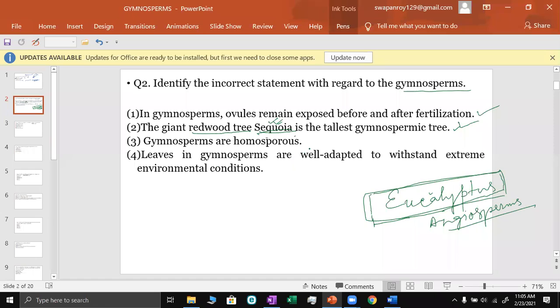Gymnosperms are homosporous. This one is not correct. The leaves in gymnosperms are well adapted to withstand extreme environmental condition, meaning very hot, very cold, extreme conditions on either side. The gymnosperms are not homosporous. They are all heterosporous.